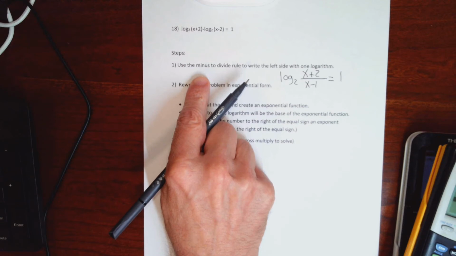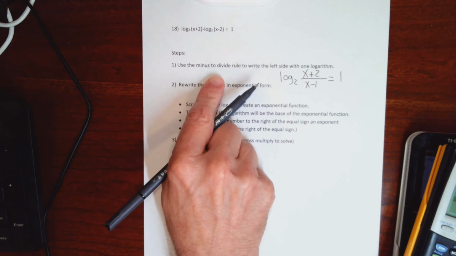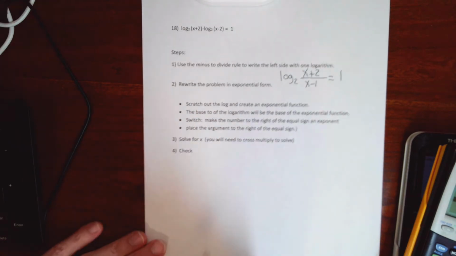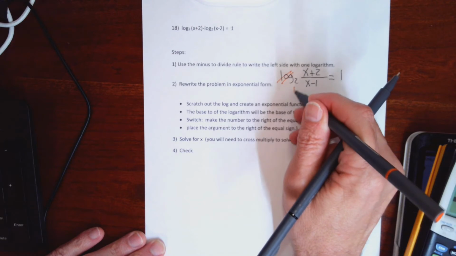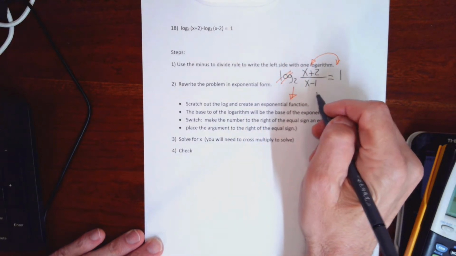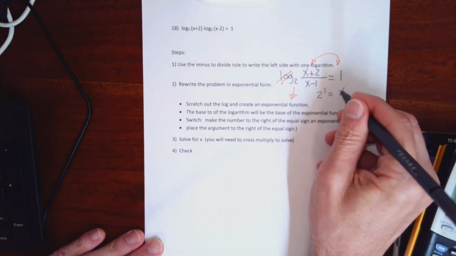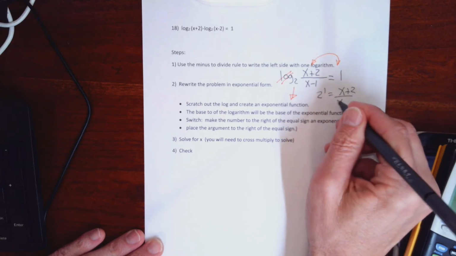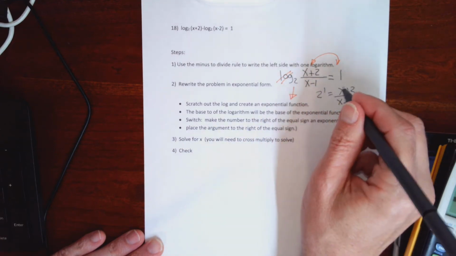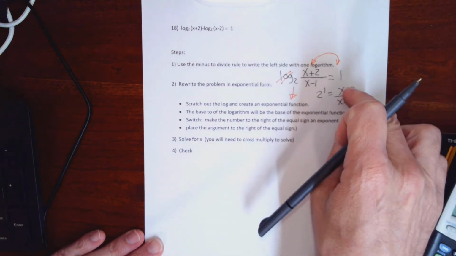I use the rule that tells me if I have subtraction between two logarithms, I can make it into one logarithm with a division, as long as the logarithms have the same base. And you notice I didn't use parentheses anymore. The fraction bar is working like the parentheses. Now this whole business of making this into an exponential equation, I'm going to cross out the logarithm, bring the 2 down, and switch. And when I do that, I'm going to get 2 to the 1 equals x plus 2 over x minus 1. That's all the end of step 2 is.